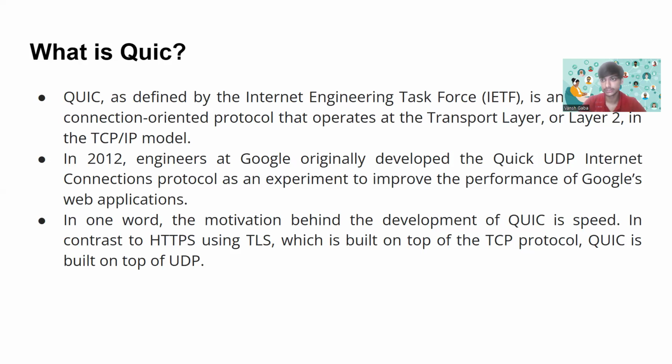Also, in 2012, Google engineers developed the QUIC UDP internet connection protocol as an experiment for the performance of web applications. In one word, the motivation behind the development of QUIC, I can say, is speed. The reason being, we use TCP for a reliable connection, which is slow due to the handshaking process. But in the further slides, we can see how QUIC reduced that.